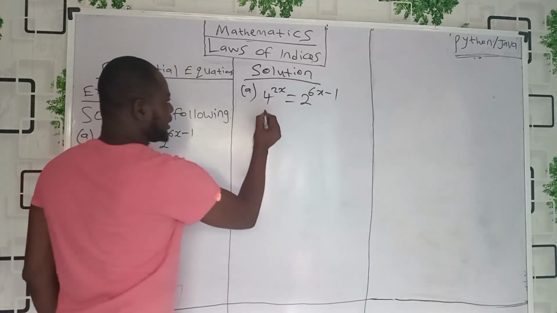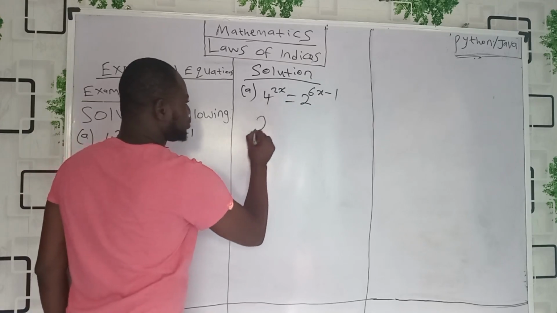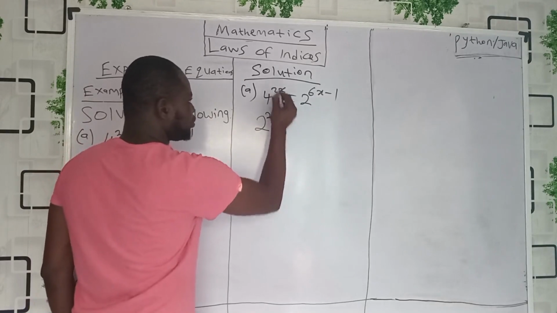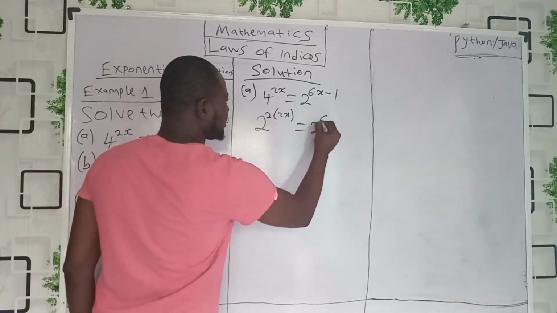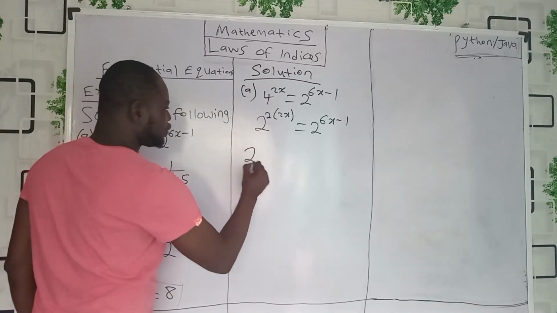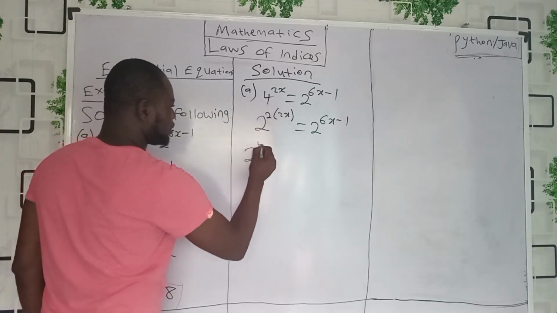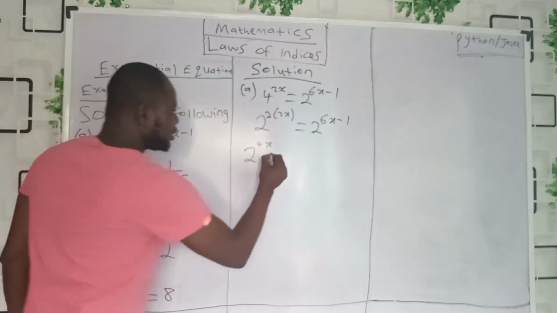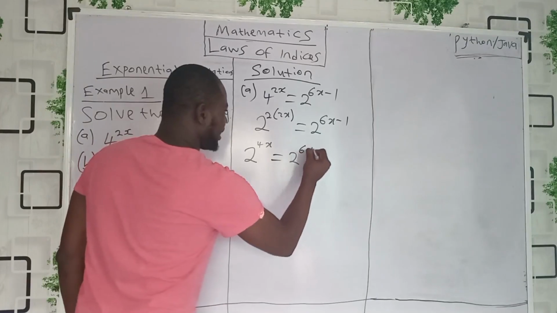So I can now say that 4 can be written as 2 raised to power 2, then into 2x. Don't forget, this 2x is there, equal to 2 raised to power 6x minus 1. Am I communicating? Then from here, I have 2 raised to power 2 times 2x, that is 4x, from one of those laws, equal to 2 raised to power 6x minus 1.